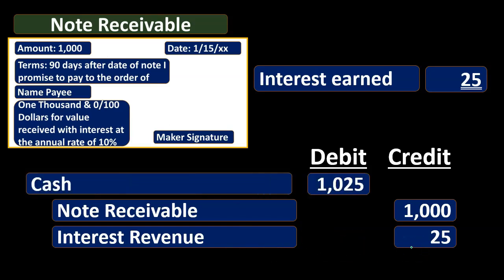And then the cash we get will be the 1,025. So remember, we made the note for 1,000. When we put it on the books, we only put it on for 1,000. Then we had to take it off the books, taking that $1,000 off.